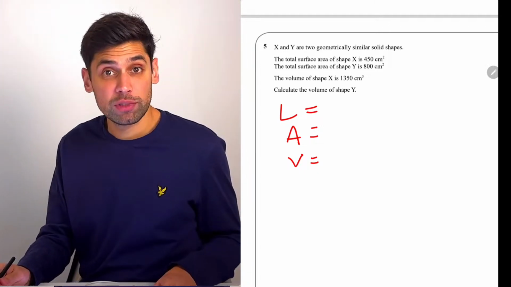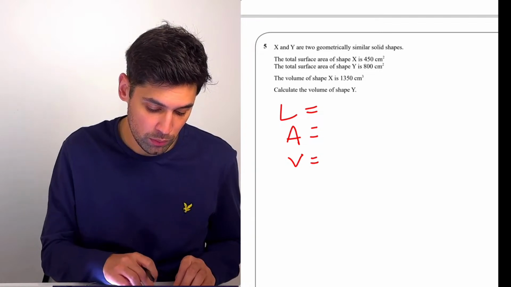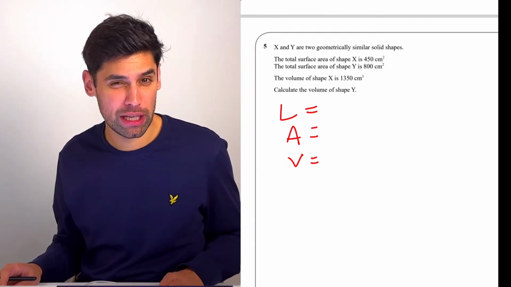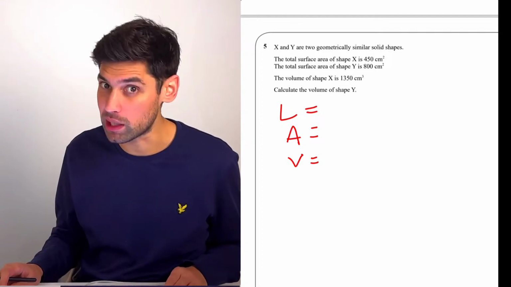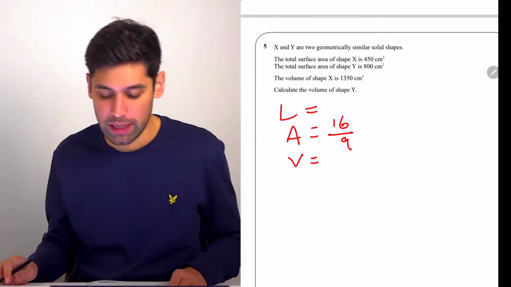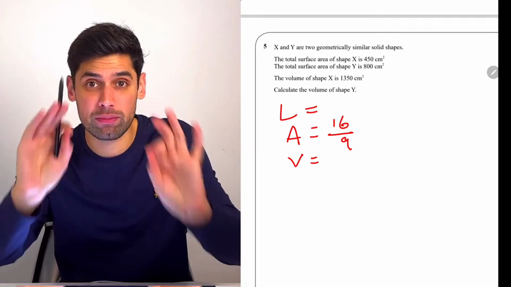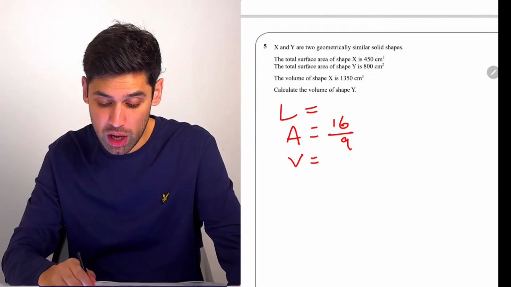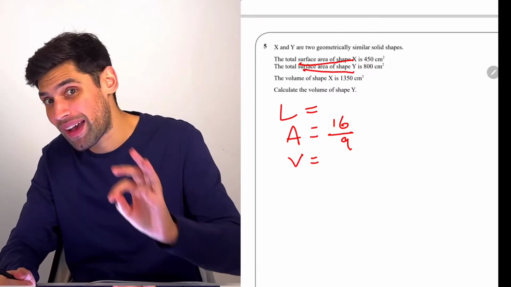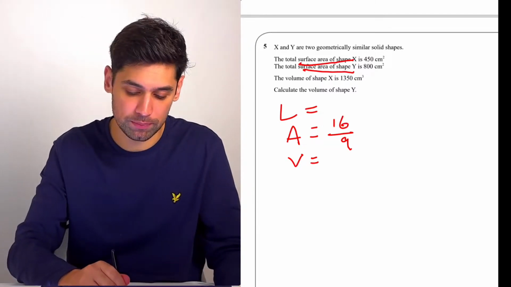So let's do 800 divided by 450, which gives us, well, a horrible decimal, if I'm being honest. So let's actually keep this one as a fraction, because the fraction looks quite nice. 16 over 9. Now remember, this is the area scale factor because the question has said the surface area of shape X, the surface area of shape Y. The question is talking about area, so we are looking at this as the area scale factor.